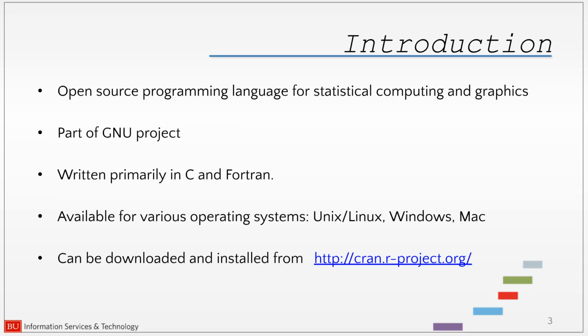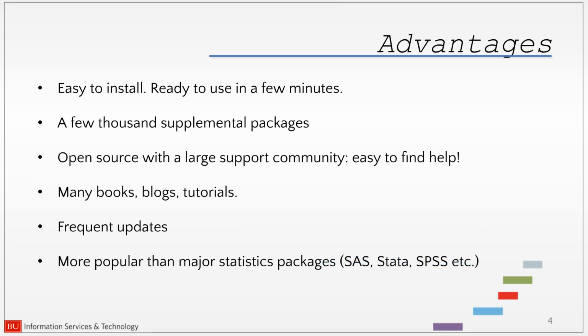R is an open-source programming language for statistical computing and graphics. It is part of the GNU project and is available for Unix/Linux, Windows, and Mac operating systems. You can download and install it from cran.r-project.org. Some of the advantages of R include its ease of installation, thousands of supplemental packages, and a large open-source support community. It has frequent updates and is often more popular than other major statistics packages.